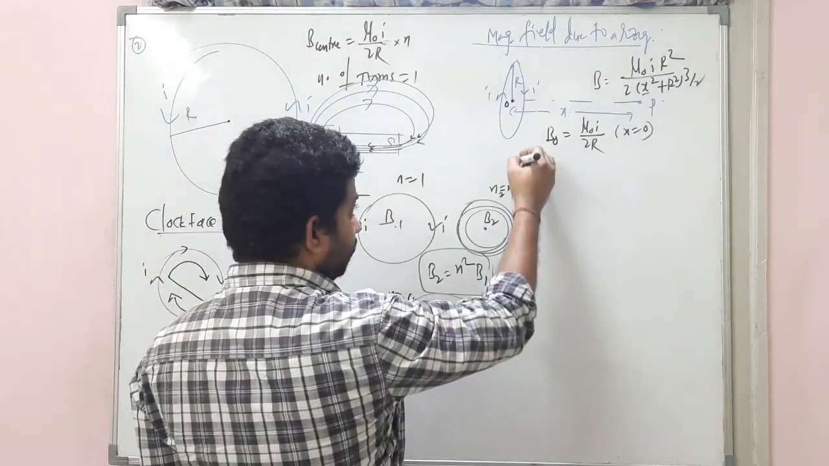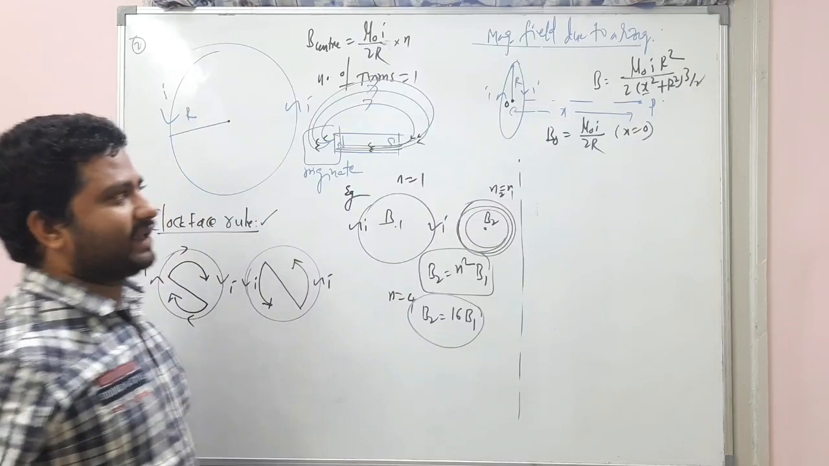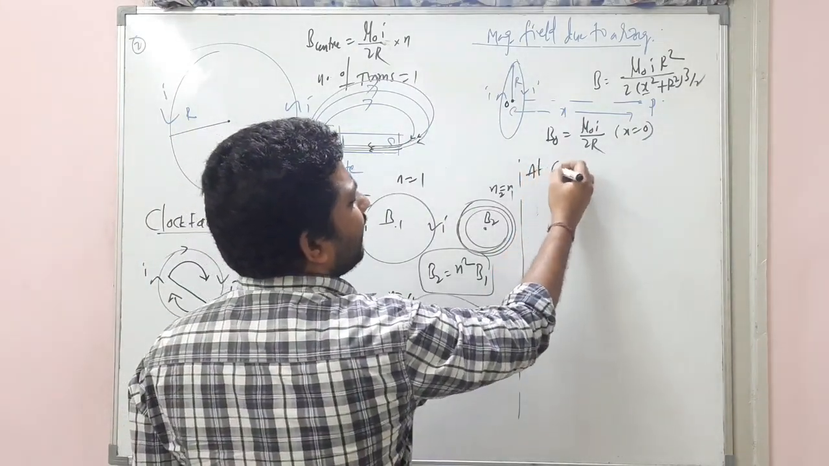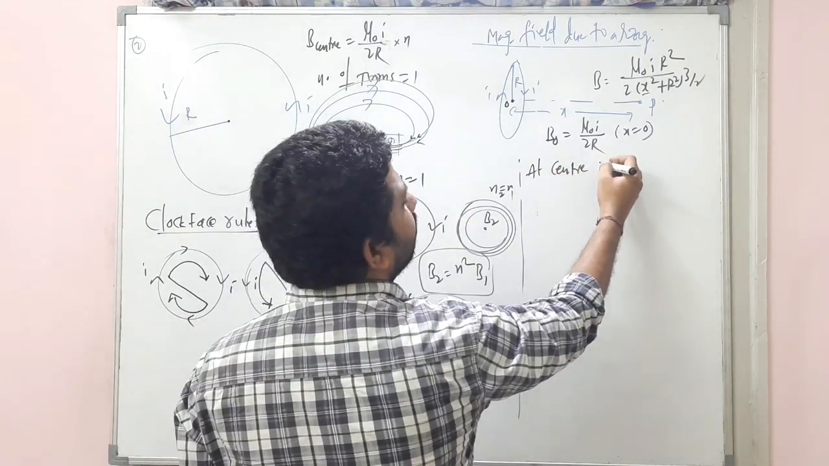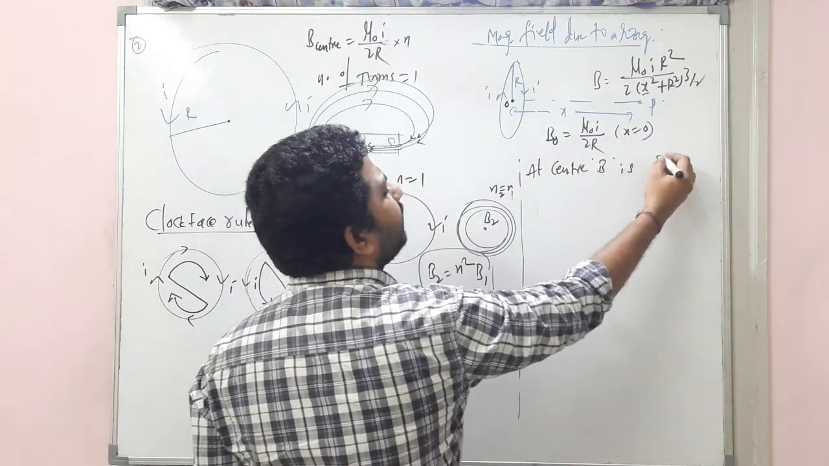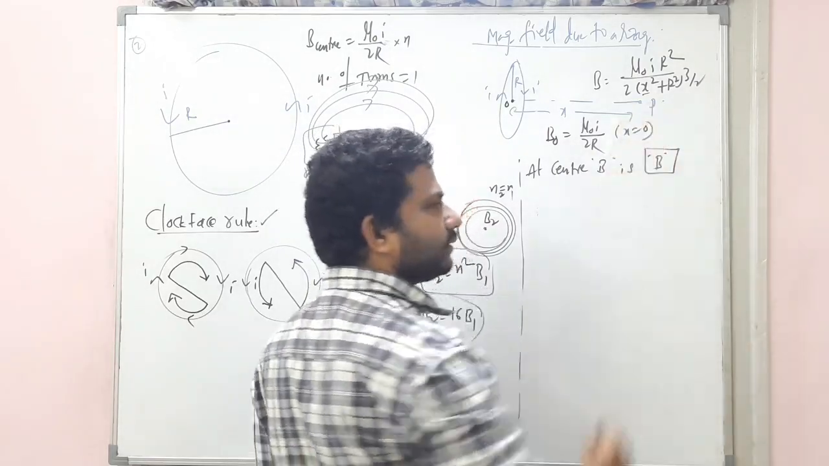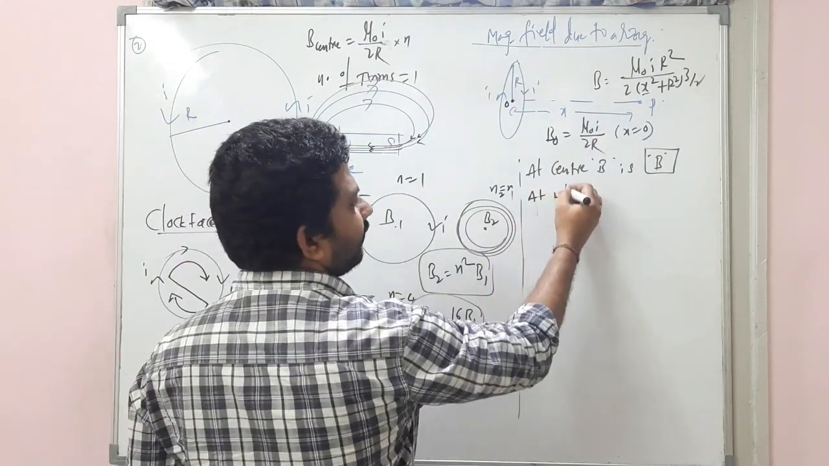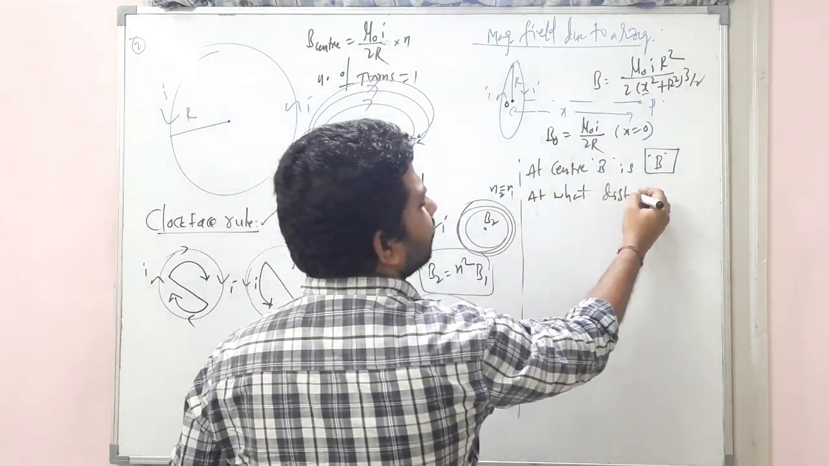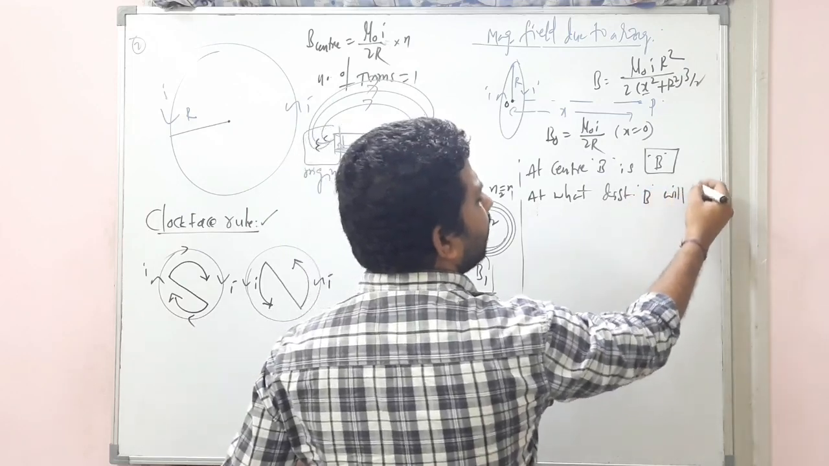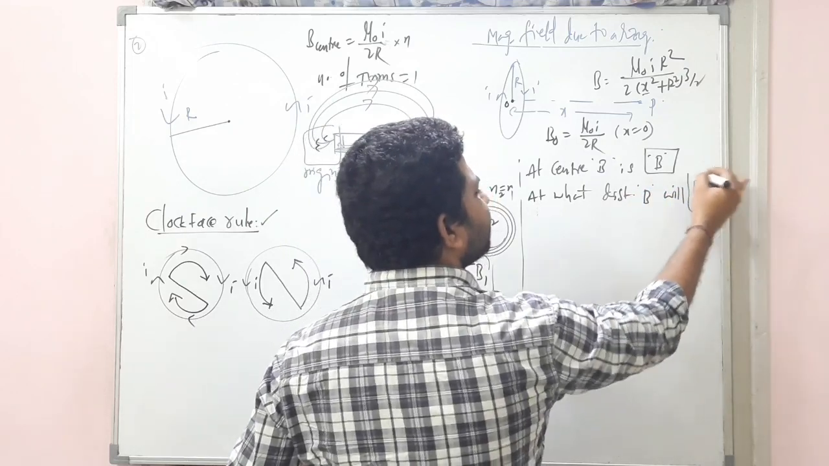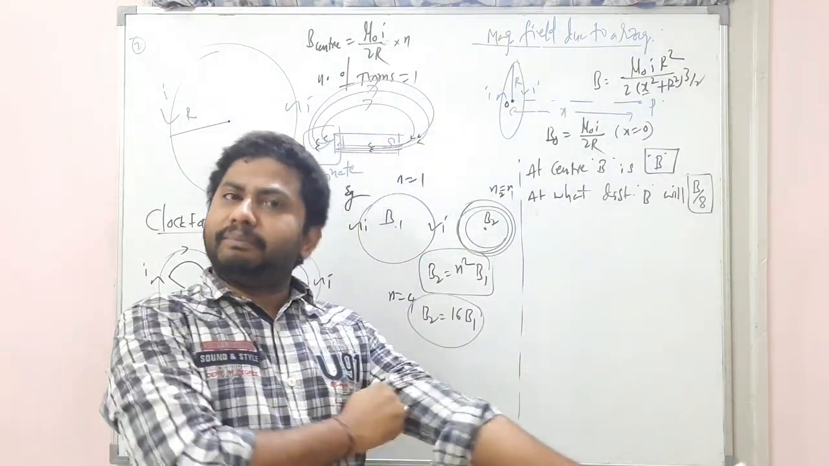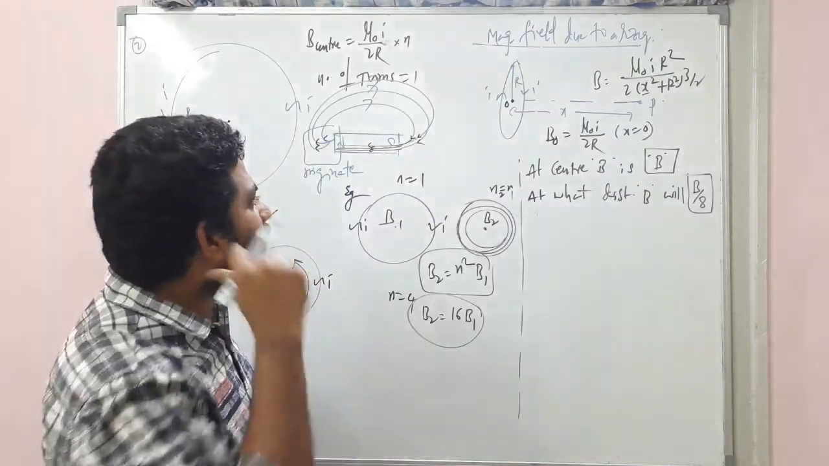Now, how will the questions be asked on this point? At the center, the magnetic field is B. The question is, at what distance will the magnetic field become B by 8? Very simple. At what distance will the magnetic field become B by 8? That's it. Right? Let's move on.